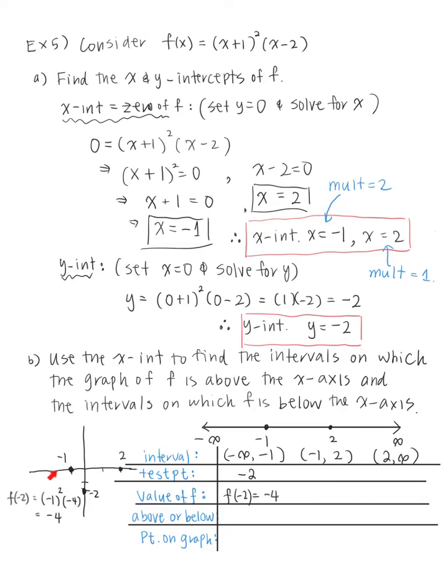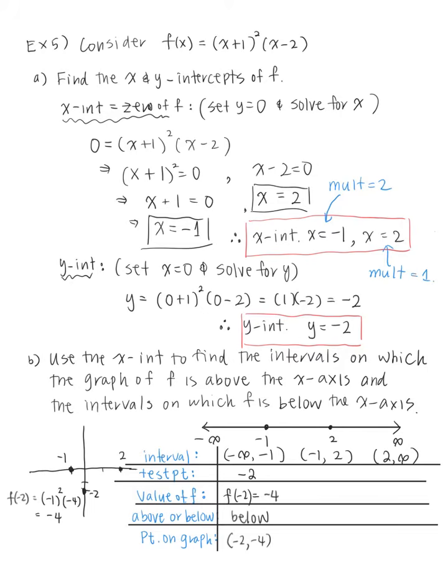If I plug in x equals negative 2, our y value is negative. So that means that our graph from negative infinity to negative 1 has to lie below the x-axis. All right, so that's what the next column is asking you to do: above or below? Well, this one's going to be below because the y value was negative 4, which is negative. The point on the graph at the test point is when x is negative 2 and y is negative 4. All right, so far so good.